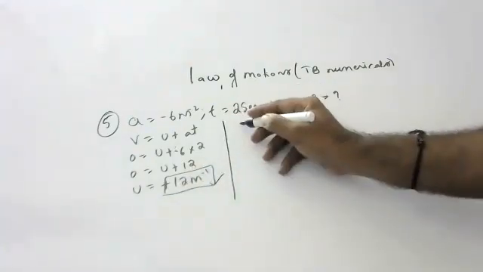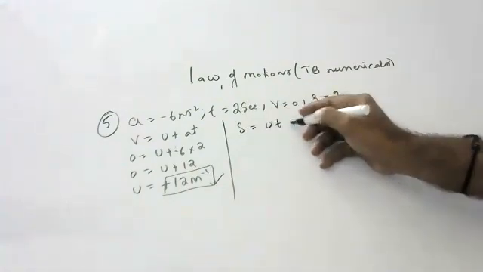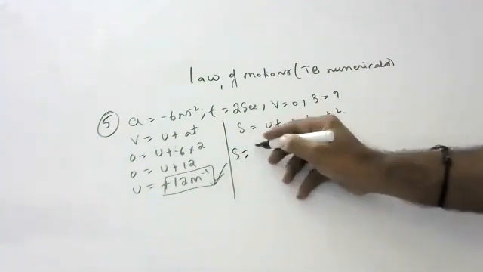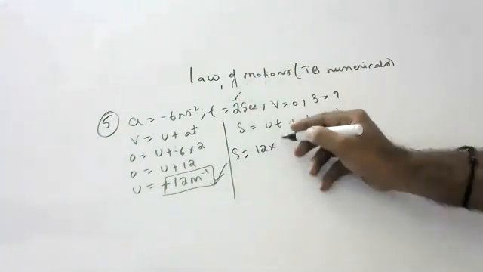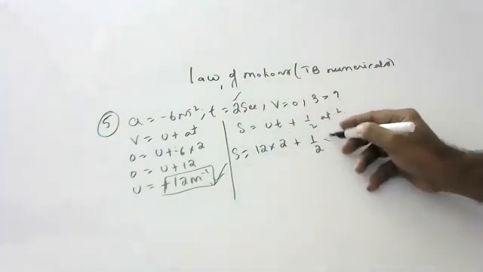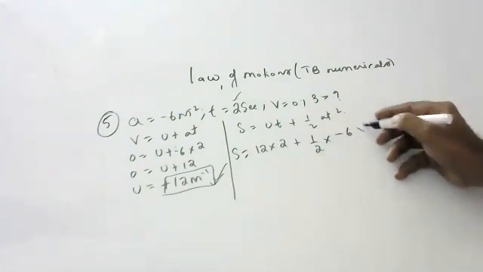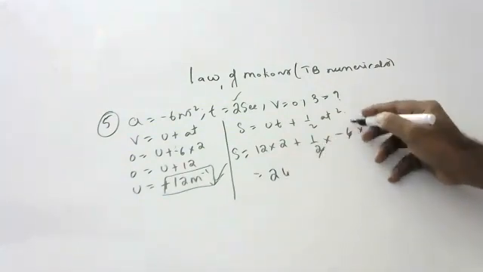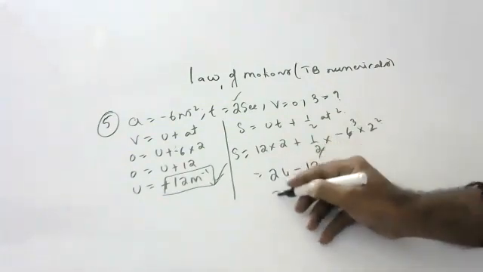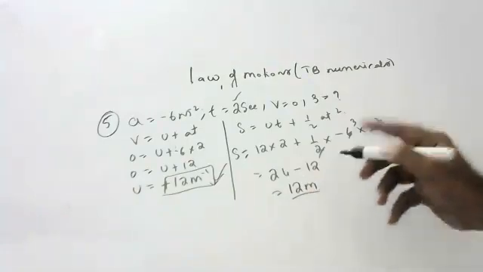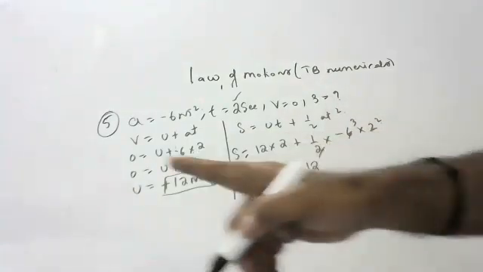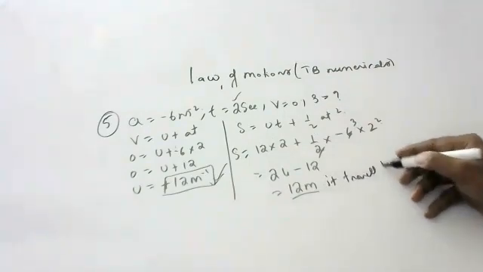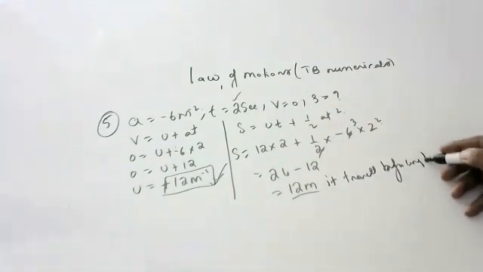Now how much distance did it travel? s is equal to ut plus half at square. u, how much did we get, children? 12. In how much time did it stop? 2. So 12 into 2 plus 1 by 2 into minus 6 into 2 square. How much, children? 24 minus 12, 12. 12 meters it traveled before coming to rest, children.